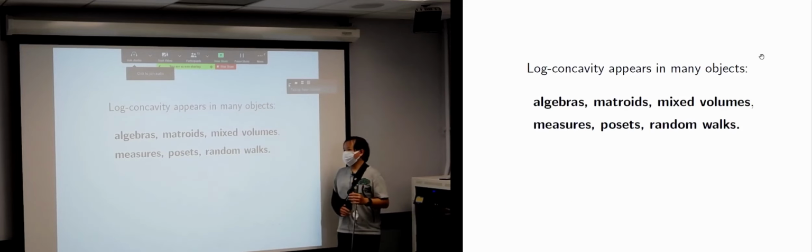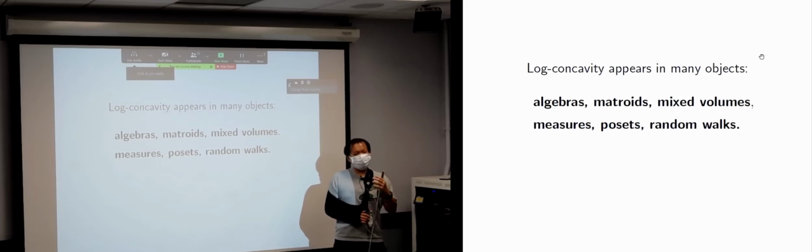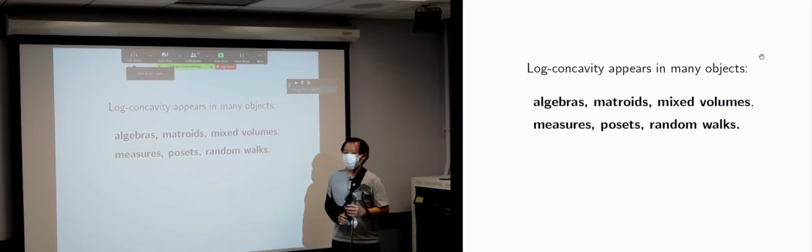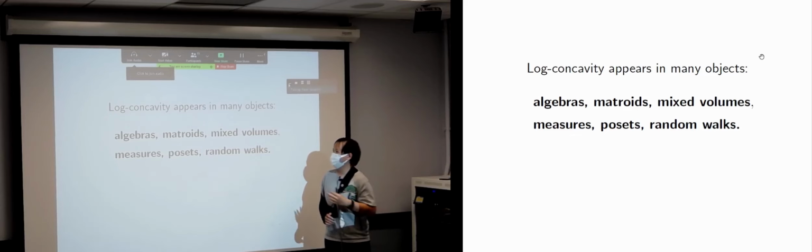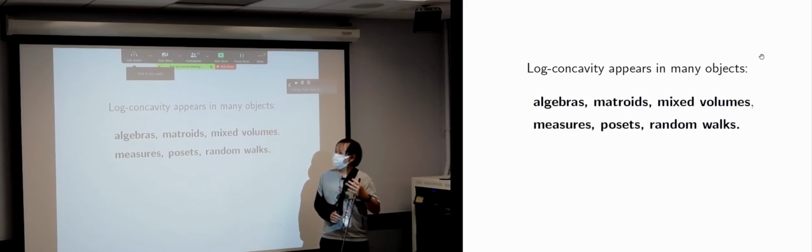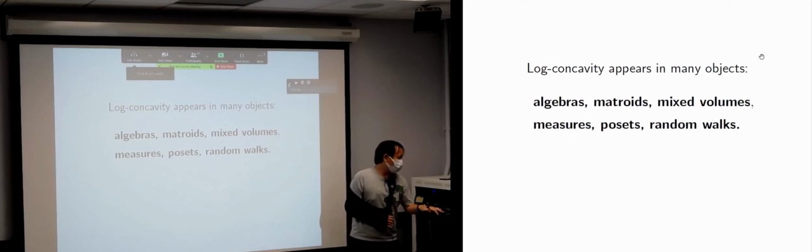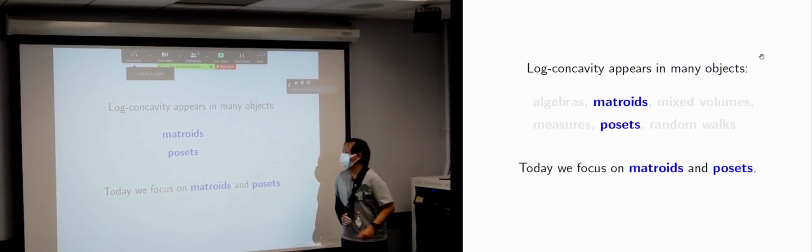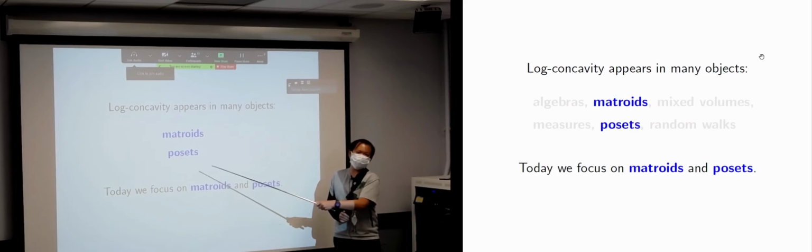In fact, log-concave sequences are not only for these two sequences. They appear in many different parts of mathematics. I believe it's possible to have one semester of class, at UCLA we use one quarter or maybe two quarters of classes, only on log-concave sequences in different parts of mathematics. But of course, today I only have 60 minutes. I don't have two quarters of classes. That's why let me focus only on two things today: matroids and posets.